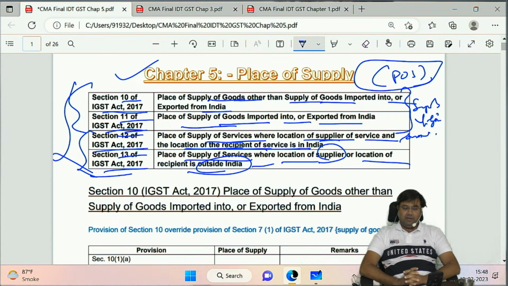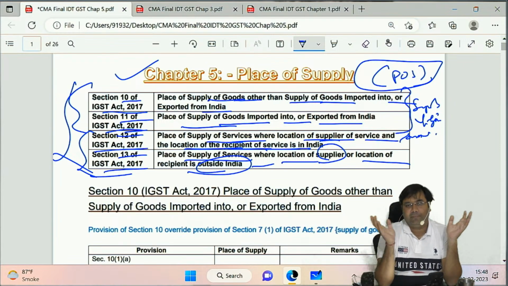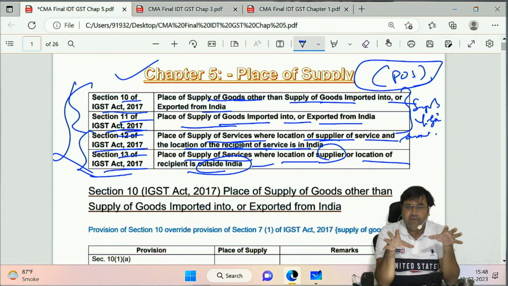Correct. So now finally I got the correct answer. Priya gave the correct answer, not defined. Where the definition has been given of location of supplier of goods and location of the recipient of goods? There is no definition given in GST law. There is a definition given of location of supplier of services and location of recipient of services. In fact, I asked this question in chapter 3 also, and that time also you people made the mistake. I am sorry to say, but you people are not doing revision properly.